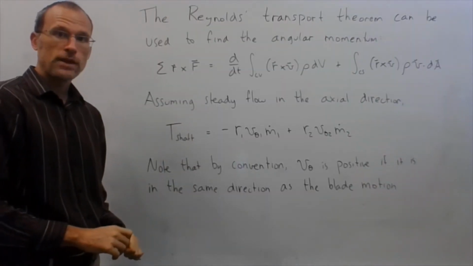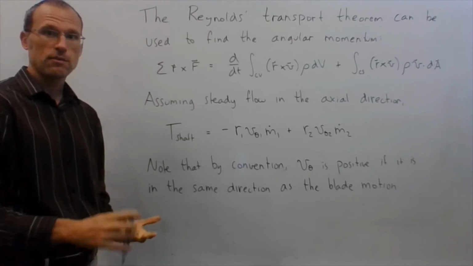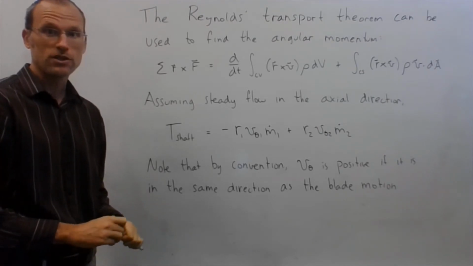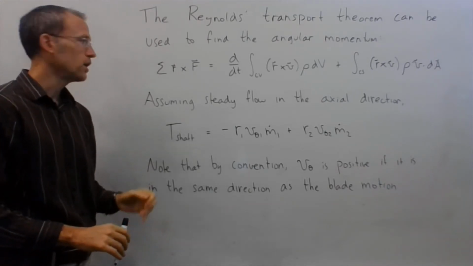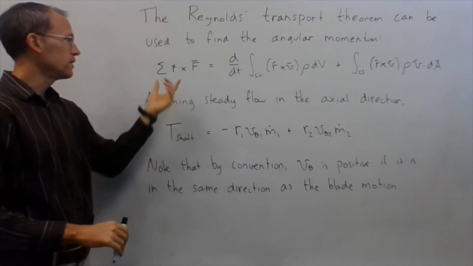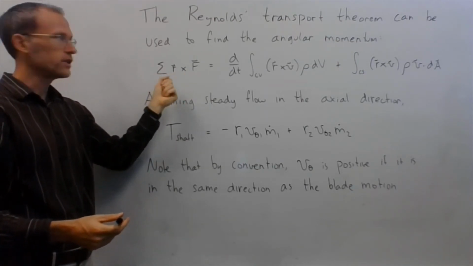So to find the angular momentum, we can use the Reynolds transport theorem. We did this for mass and momentum a few months ago. We can also do it for angular momentum. It looks very similar to the momentum equation. For the momentum equation, I had the sum of forces. I need the angular momentum, so R cross forces.